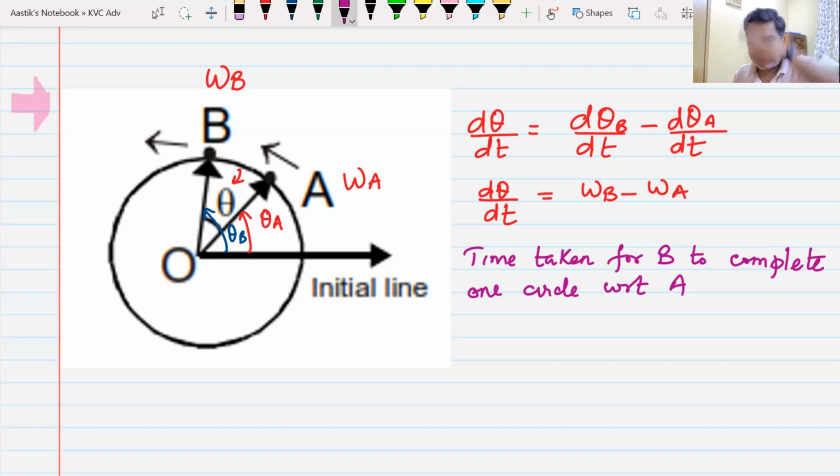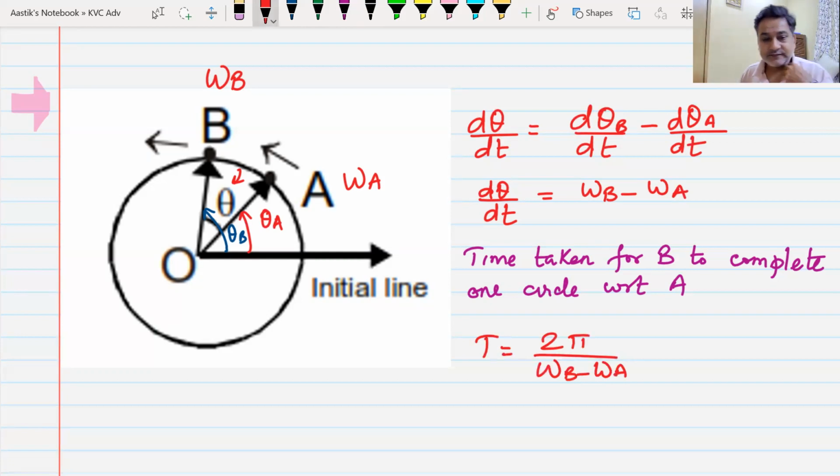So they can ask you after how much time it will again overtake A. How do you find that time? You can simply write the time as 2 pi, because it has to move an angle of 2 pi, divided by omega B minus omega A. Do we understand this?